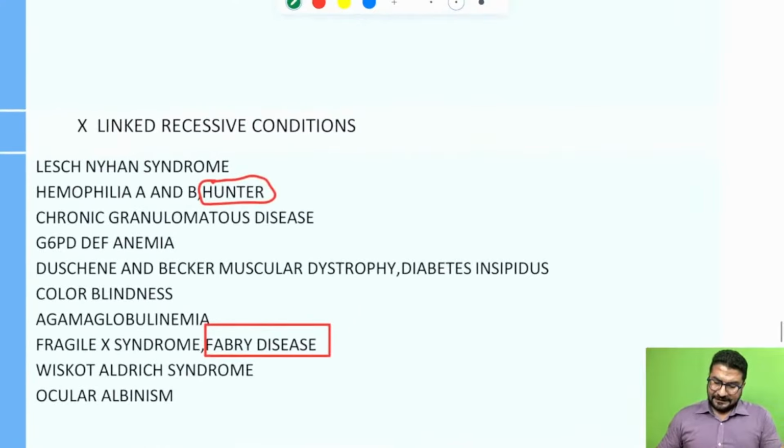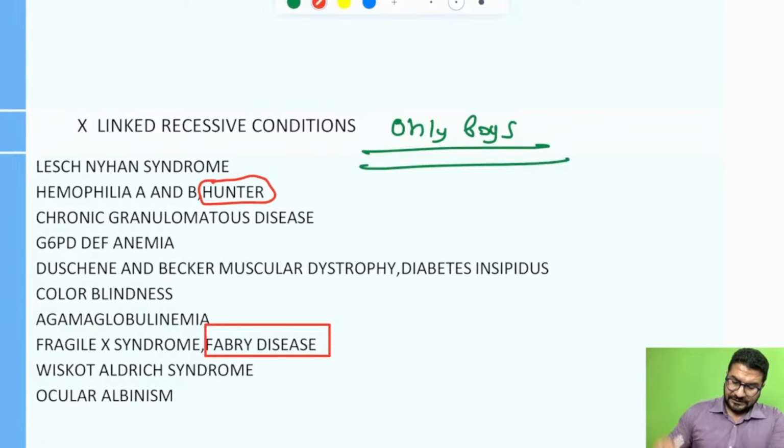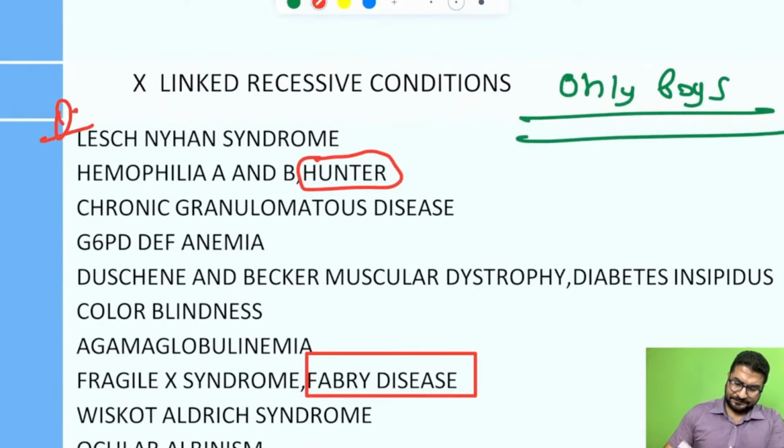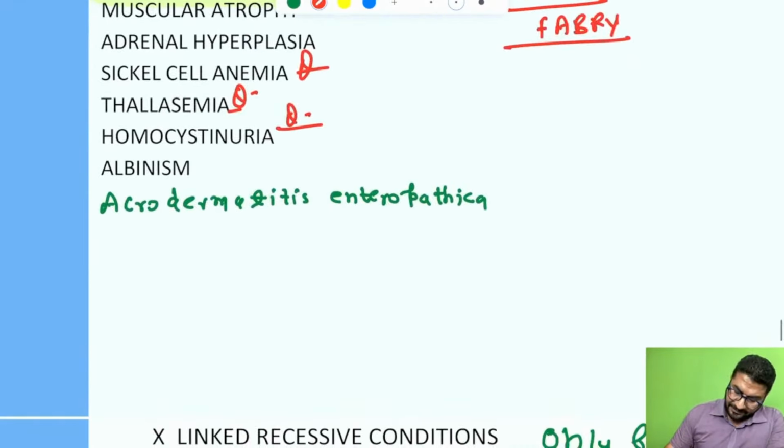Okay, now coming to X-linked recessive. These are the ones which will affect only boys. So here we have Lesch-Nyhan syndrome, hemophilia A and B. Okay, hemophilia A and B. Now what remains is hemophilia C. So hemophilia C will come here.